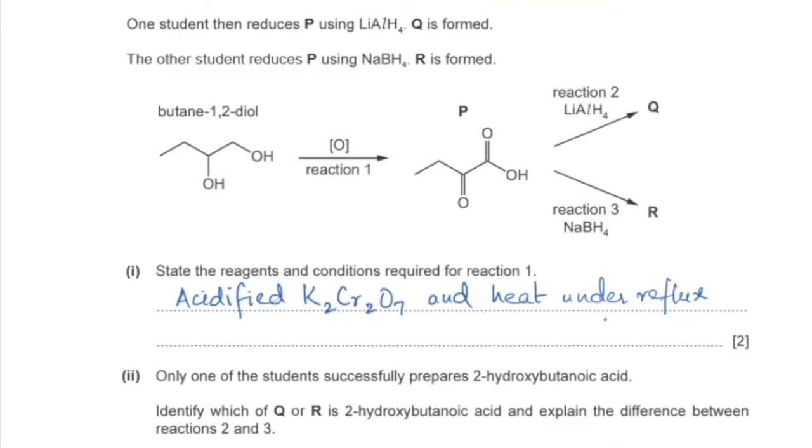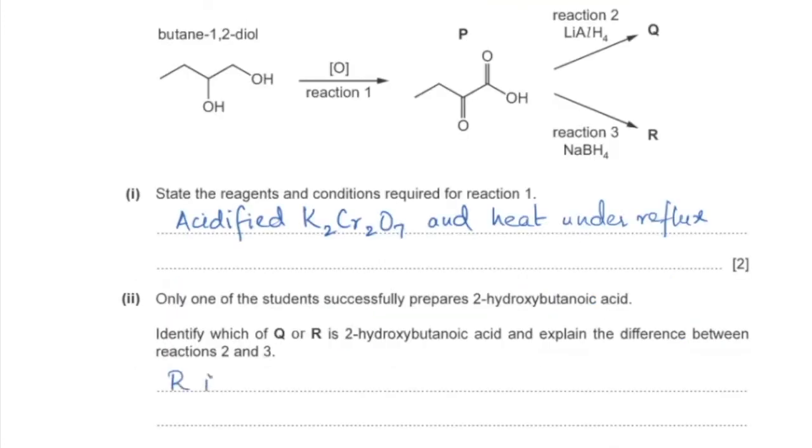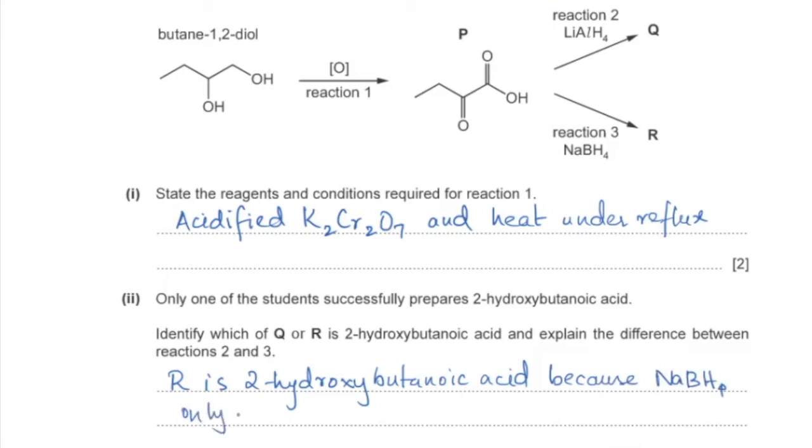The desired product, which is 2-hydroxybutanoic acid, has both carboxylic acid group and secondary alcohol group. So reaction 3 would be correct to get 2-hydroxybutanoic acid. And so we can write that R is 2-hydroxybutanoic acid. Because NaBH4 only reduces ketone group, while LiAlH4 has the ability to reduce both ketone group and the carboxylic acid group.